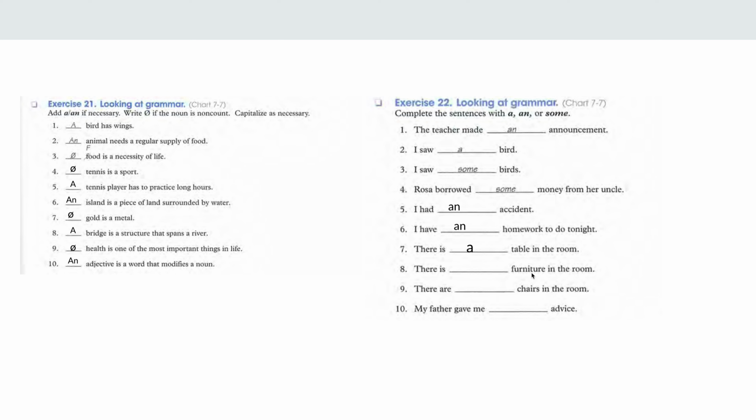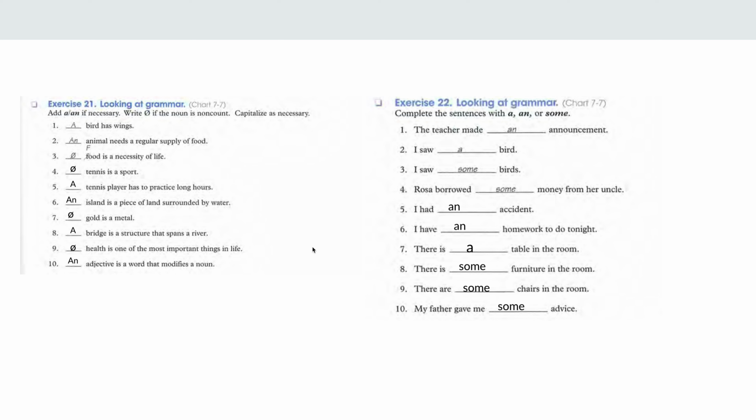Furniture, let's be careful. It can mean multiple pieces of furniture, so we should use some. There are chairs in the room. Since chairs is plural, we should use some. My father gave me advice. The difference between advice and suggestion is that with suggestion you can use suggestions, which can be plural, and advice can only be singular because it's non-count. It's not countable. So here we should use some.